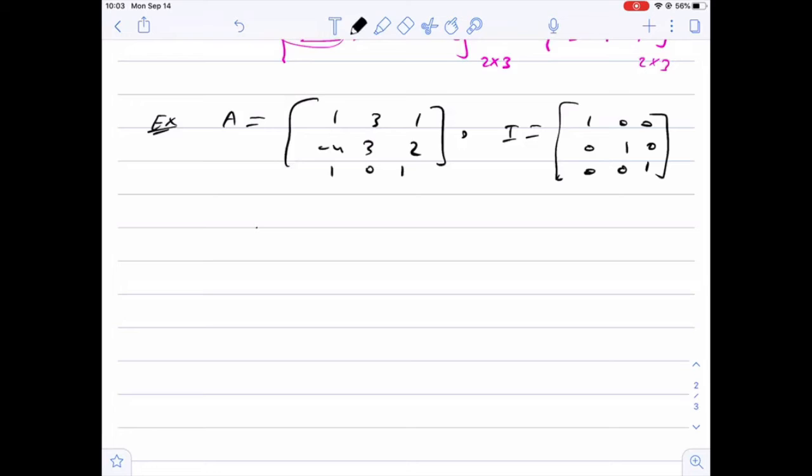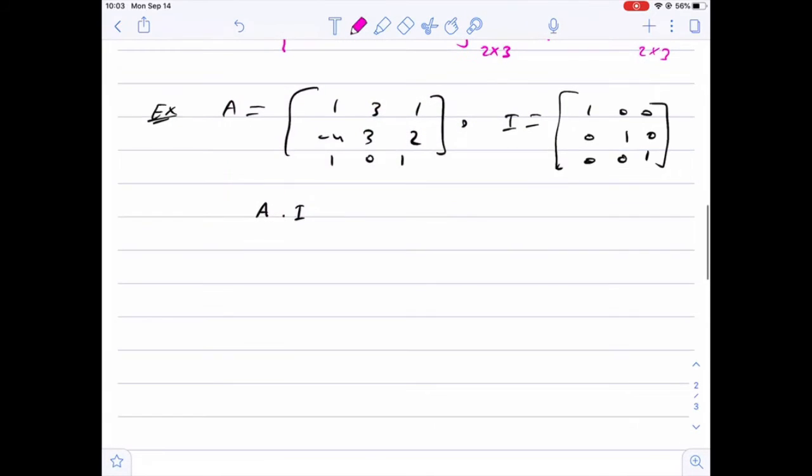So we want to see what is A times I if possible. This is possible because the order of matrix A is 3 by 3, matrix I is 3 rows by 3 columns, the inner numbers are the same, so we can multiply. And the resulting matrix is 3 by 3, 3 rows and 3 columns. Now let's multiply. We multiply the first row by the first column.